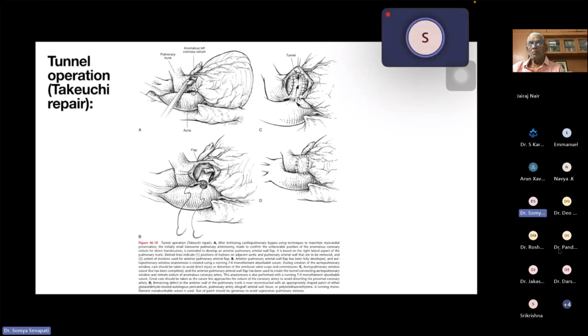In figure C, you can see the AP window suture is completed and the tunnel is created. In figure D, the remaining defect in the anterior wall of the pulmonary trunk is now reconstructed with an appropriate patch, be it autologous pericardium, a pulmonary artery allograft, or a PTFE graft, using a 4-0 or 5-0 Prolene suture.